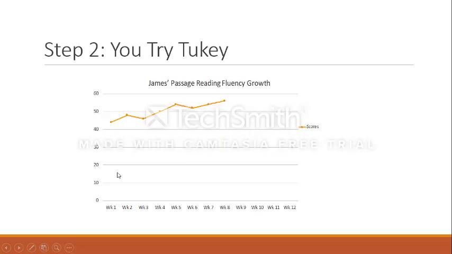So I want you to try developing a Tukey on your own using James's growth. So these would be his 3 scores. You identify the one in the middle for time and the one in the middle for value. And so his first dot should be here. Where should his second dot here be? So you can pause for a second.